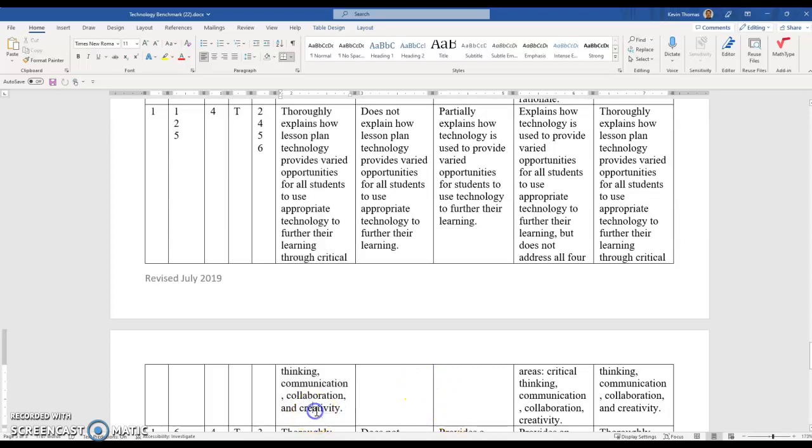If we're talking about creativity, this may be an excellent spot. Creativity may be an excellent spot to talk about using technology to overcome the digital divide by having students use it as producers as opposed to consumers.